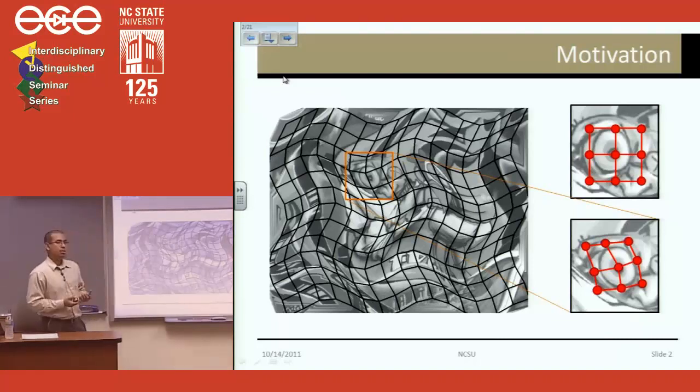So essentially, those are the kinds of applications that we're interested in. What we're looking for is a way to register or figure out what point in an image corresponds to some other point in another image that we're given. OK.